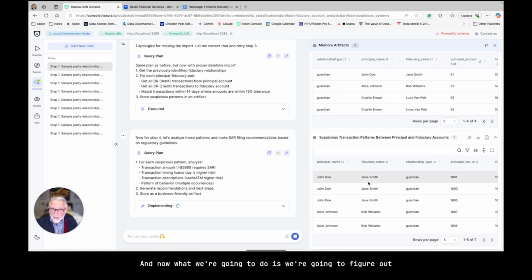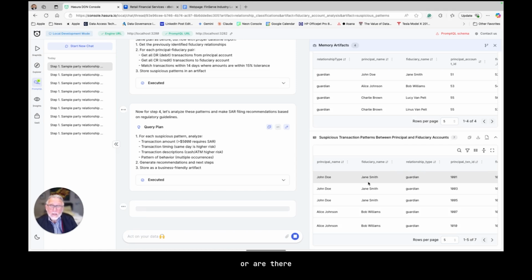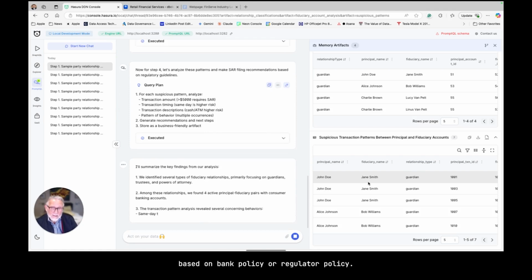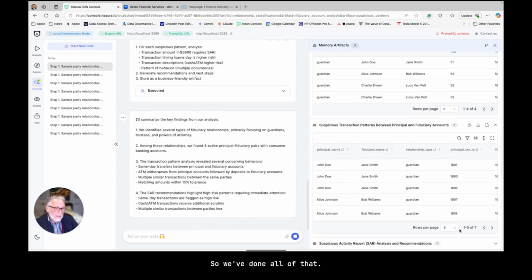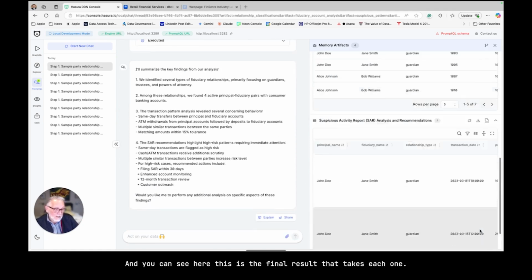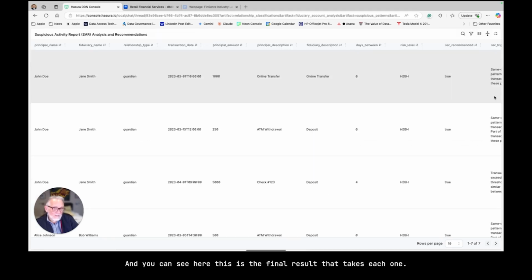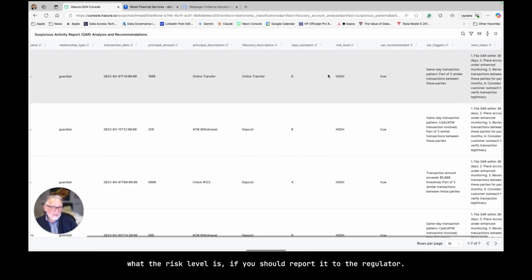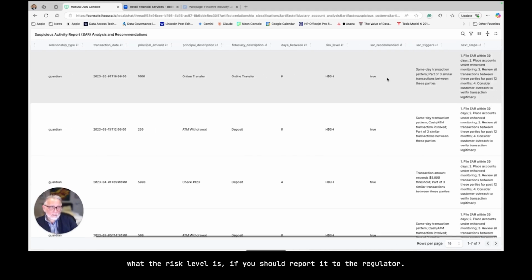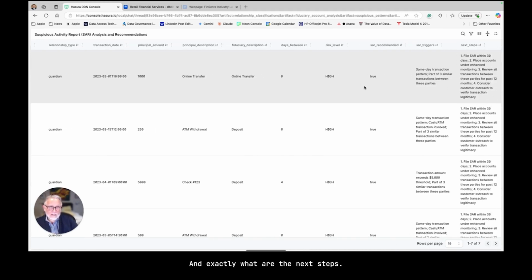And now what we're going to do is we're going to figure out what are the next steps. So it's going to look at these 7 issues, figure out, should we report this to the regulator? Are there other things that we should do based on bank policy or regulator policy? So we've done all of that. And you can see here, this is the final result. It takes each one. It tells you what the risk level is, if you should report it to the regulator, and exactly what are the next steps.